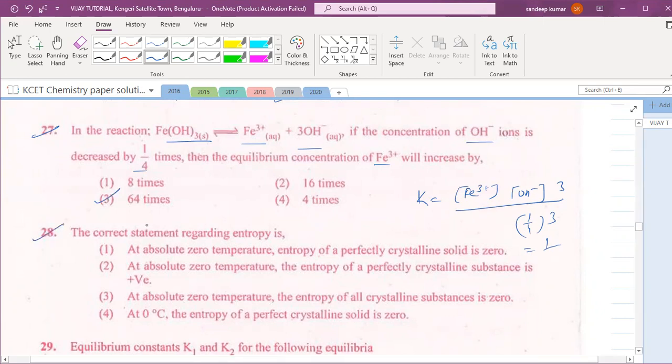For the options, the correct option regarding entropy is an easy question. This is based on the third law of thermodynamics: at absolute zero temperature, the entropy of a crystalline substance is 0. The third option is correct.